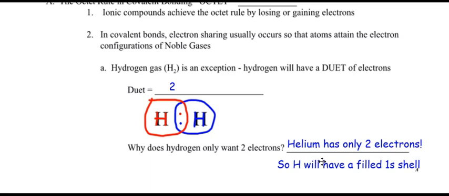So in this case, hydrogen is going to be like helium. Helium has 2 electrons. It has a filled shell with 2 electrons, so that's what hydrogen is going to do. All right, let's go on to the next page. We're going to see what other elements do.